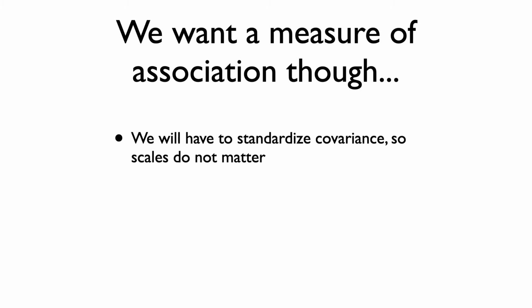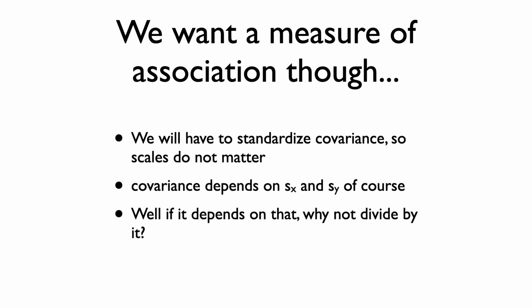So we want to standardize this. The covariance depends upon the standard deviations, or variances, of x and y. So if it depends on those things, let's divide by those things, and that'll allow us to have a standard measure of association. Any questions so far?